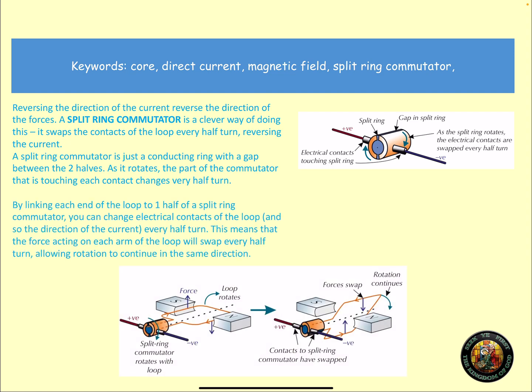By linking each end of the loop to one half of a split ring commutator, you can change the electrical contacts of the loop and so the direction of the current every half turn. This means that the force acting on each arm of the loop will swap every half turn, allowing rotation to continue in the same direction.